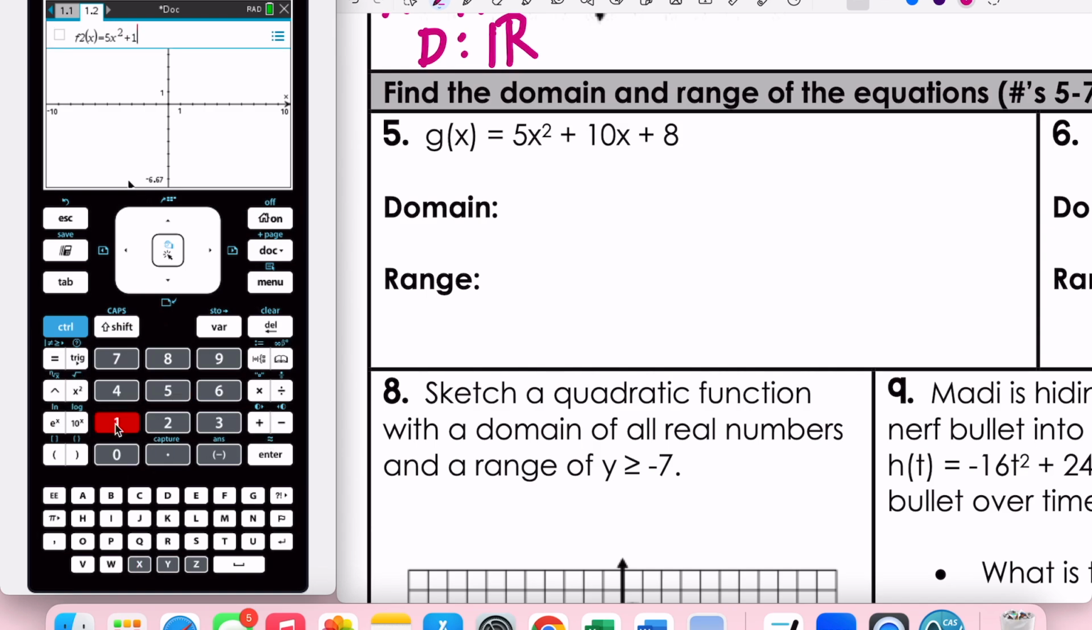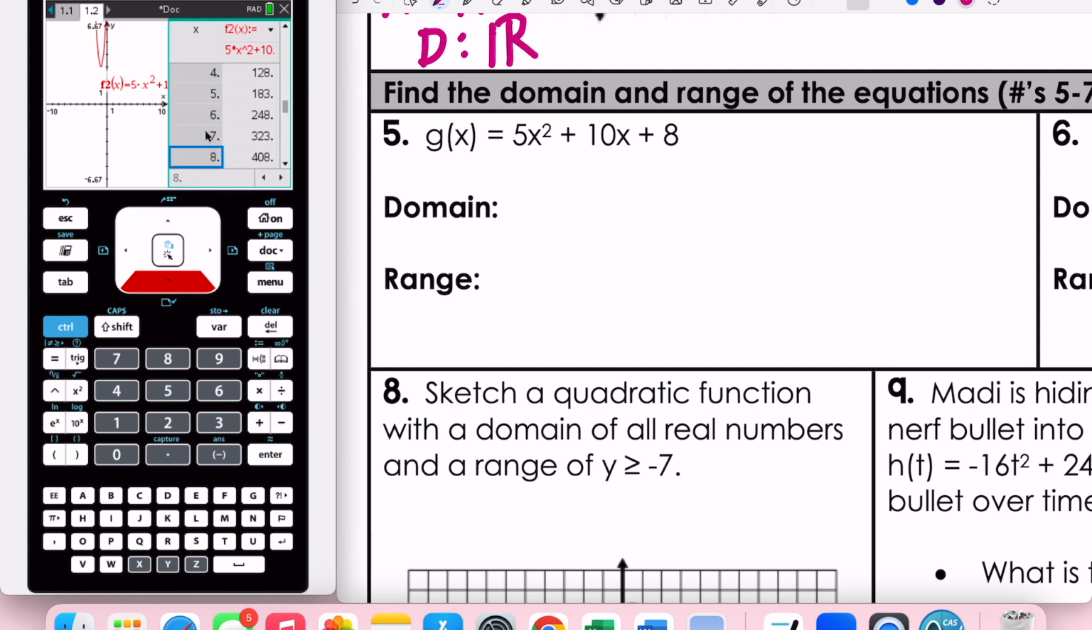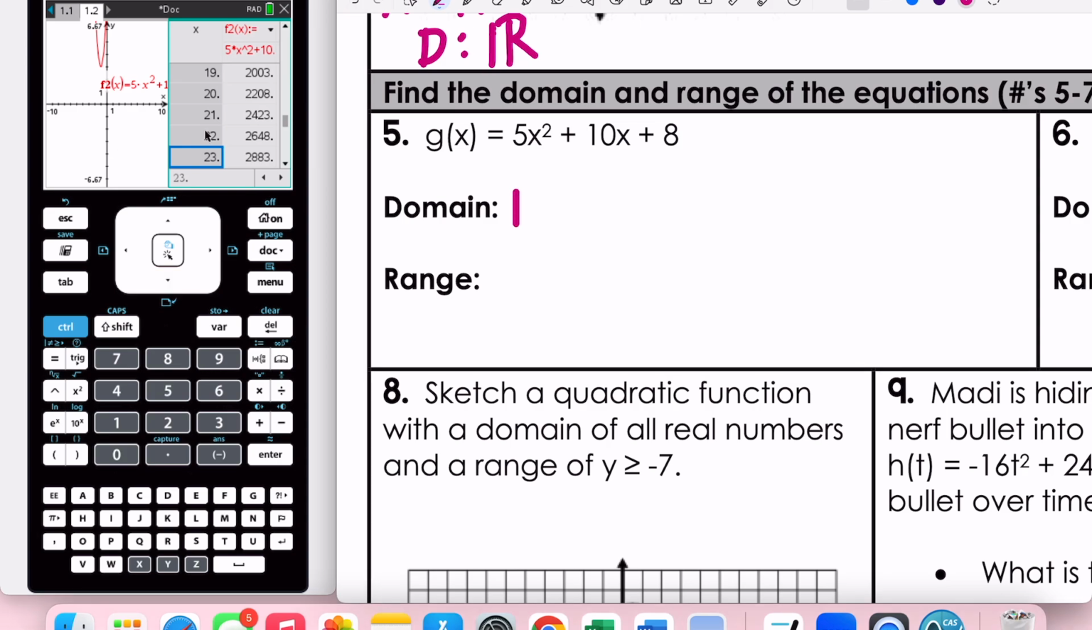So just to, again, further emphasize that to you, let's go ahead and put this in our graphs. 5x squared plus 10x plus 8. Pressing enter, this is what you see on your calculator. Now again, guys, if I were to press Control T, I can see that I can literally put in any x value and I'm going to get an output. So again, here your domain is all real numbers.